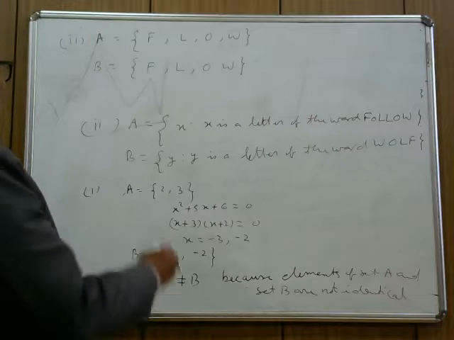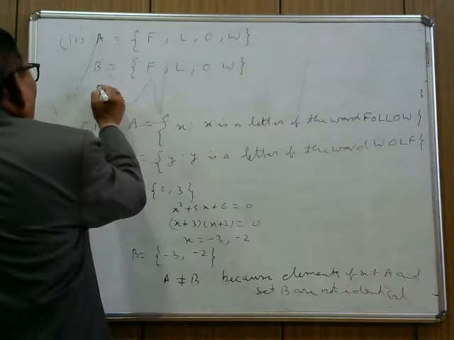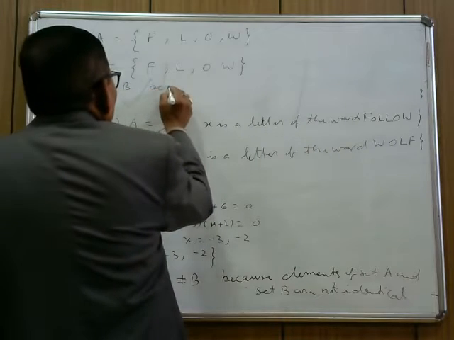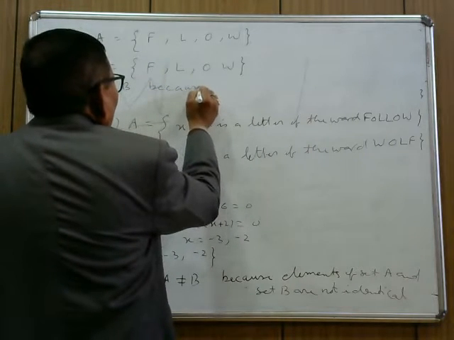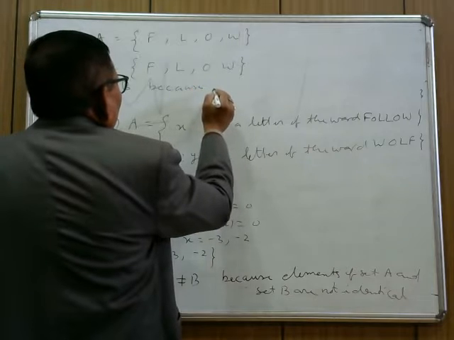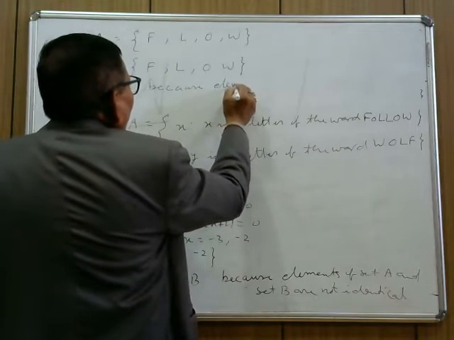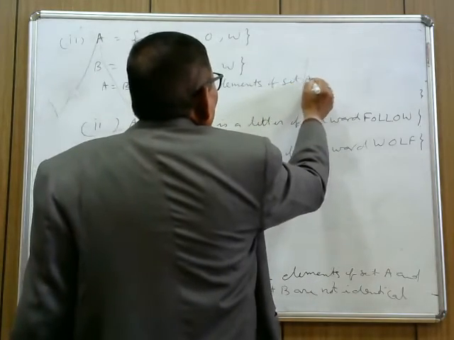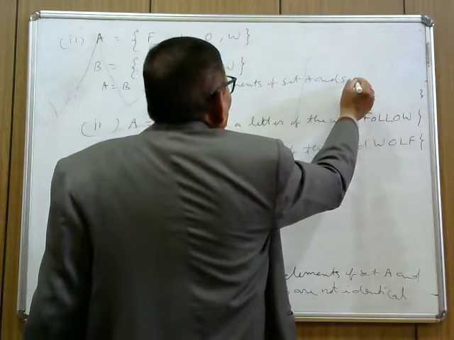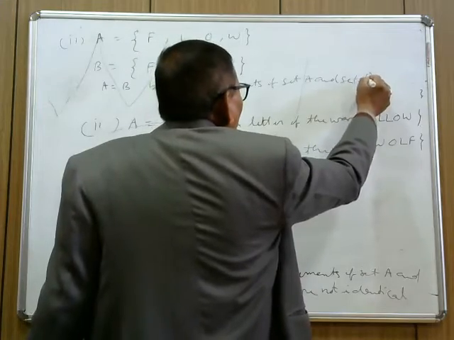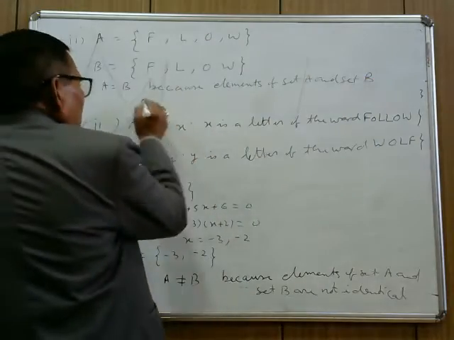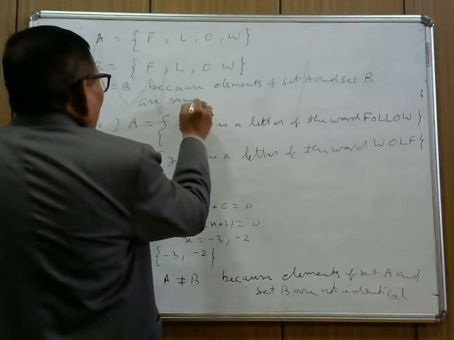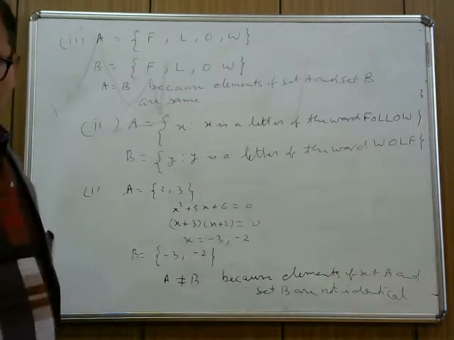So therefore by observing A and B you can write A equal to B because the elements of set A and set B are the same. That is identity. That's why they are equal.